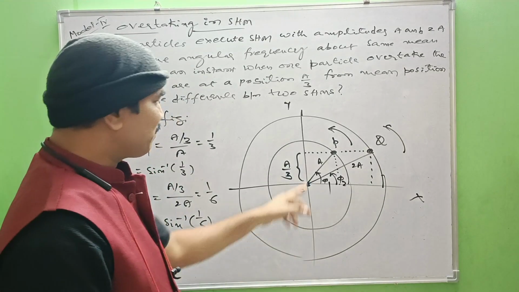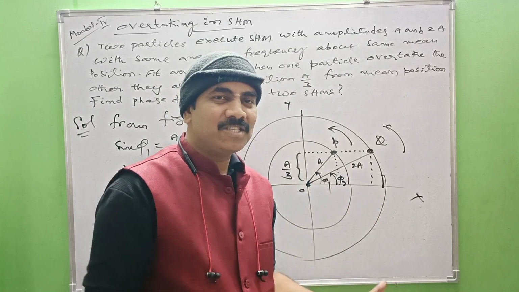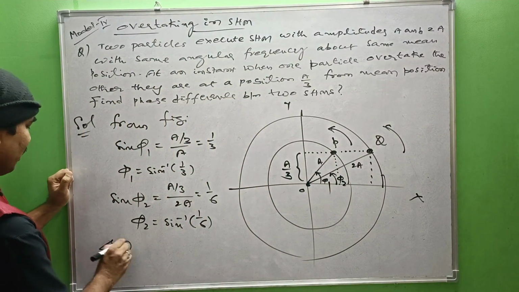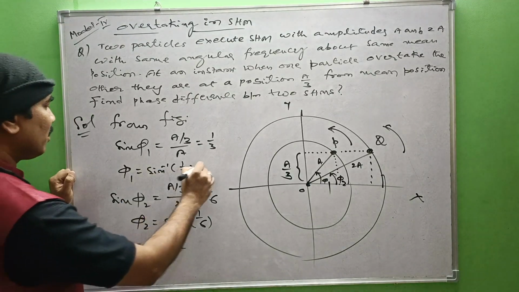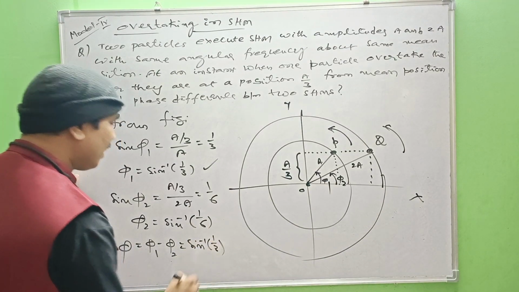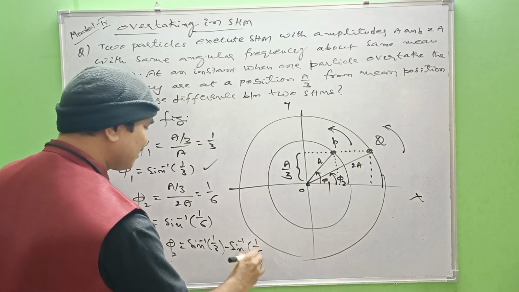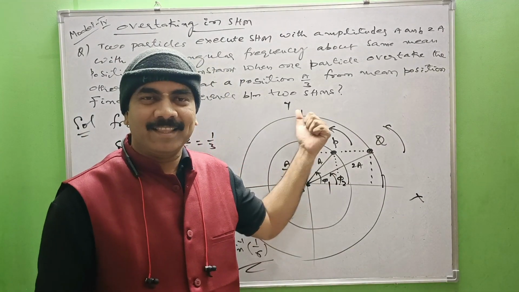So now what is the phase difference between these two? Here phi 1 is greater than phi 2. So what is the difference? The phase difference here is phi 1 minus phi 2. So delta phi equals phi 1 minus phi 2. That is, phi 1 means sin inverse 1 by 3, minus phi 2 means sin inverse 1 by 6. So that's how one can find the phase difference between these two particles.